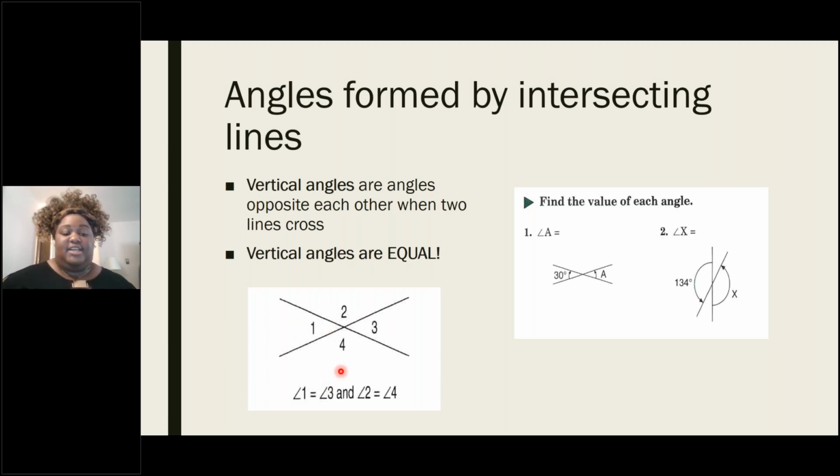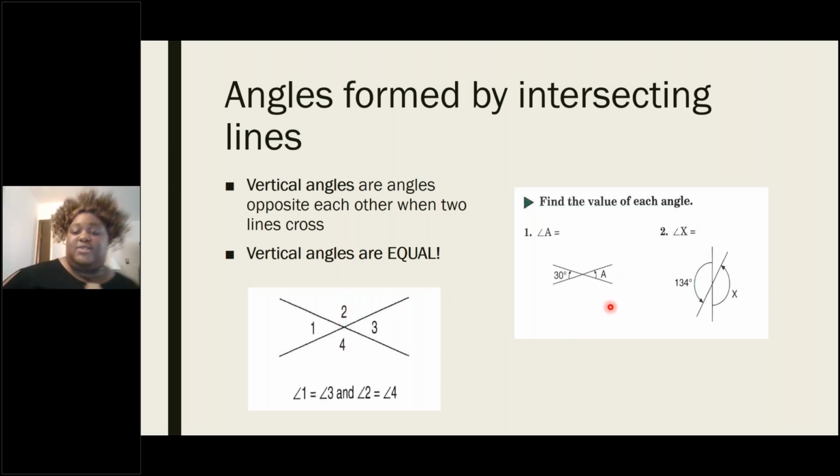Looking at this image here, we have two lines that are crossing, almost like an X. Well, it is an X. And we have angle 1, angle 2, angle 3, and angle 4. Vertical angles are angles that are opposite each other, like 2 and 4 and 1 and 3. The angles that are opposite each other are equal to each other. So that means angle 1 is equal to angle 3. Angle 2 is a different angle, but it's equal to whichever angle is opposite it. So angle 2 is equal to angle 4 because they are vertical angles.